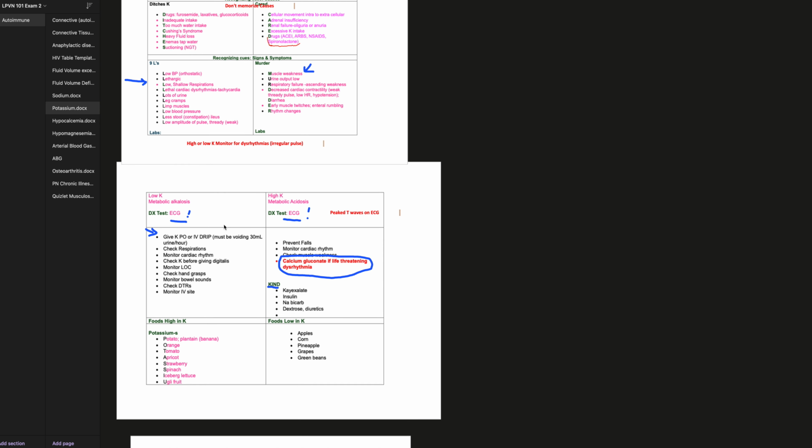So if they have hypokalemia, you're going to give potassium PO or IV drip. We never, ever, ever give potassium IV push. They must be voiding 30 milliliters an hour to give potassium. So you're going to have to check the urine output before you start a potassium drip. Check their respirations, monitor the cardiac rhythm.